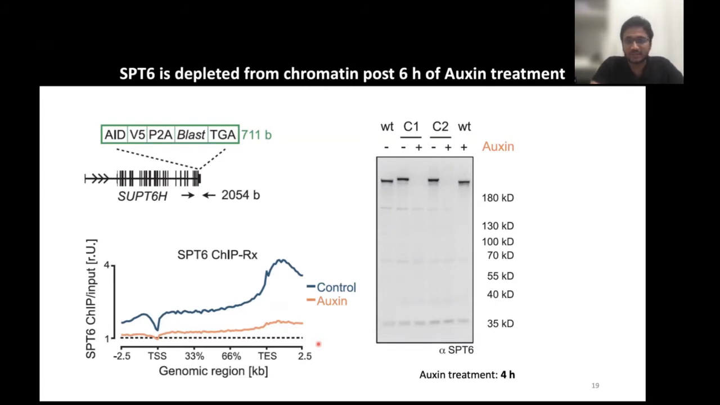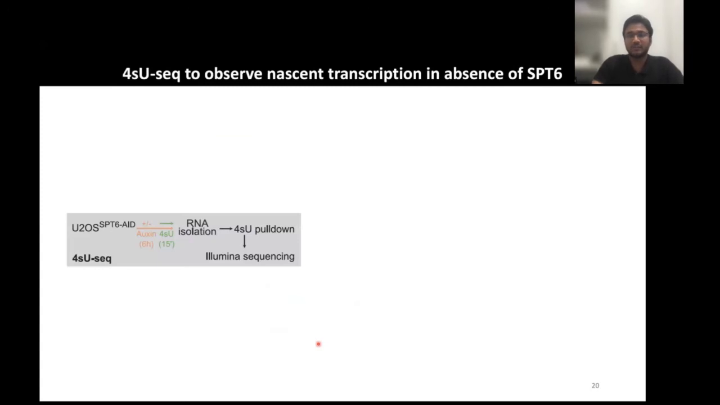And once we had the system, we thought of asking the first question, which was what are the immediate nascent RNA transcription changes after SPT6 depletion? For that, we carried out 4sU sequencing, in which we first treated the cells for 6 hours with auxin, and in the last 15 minutes, we labeled them with 4sU.